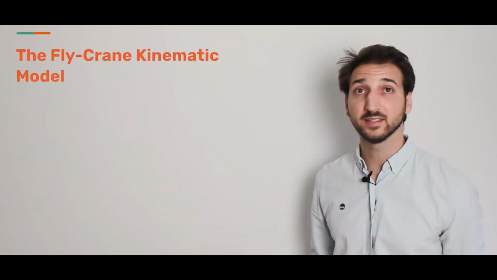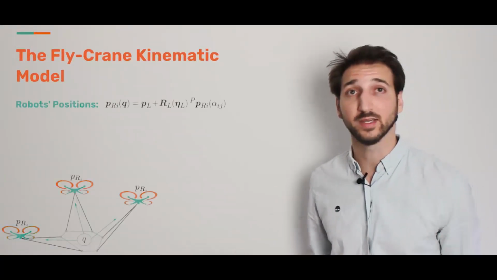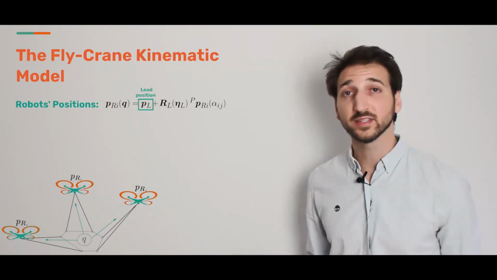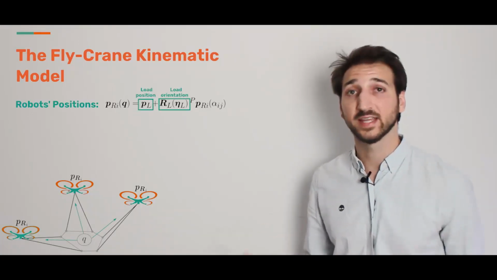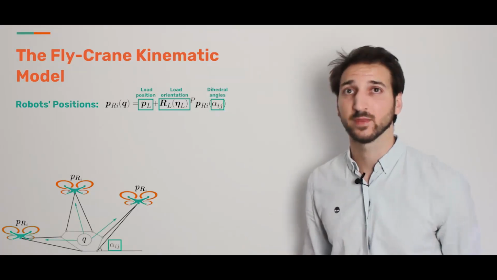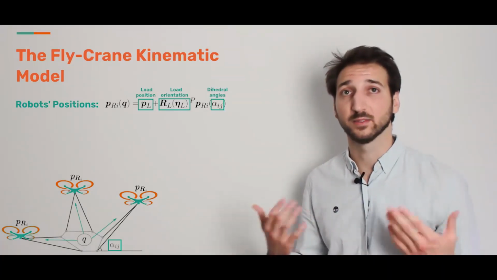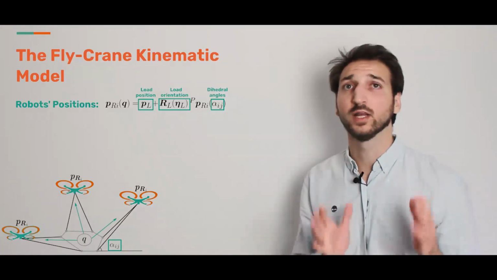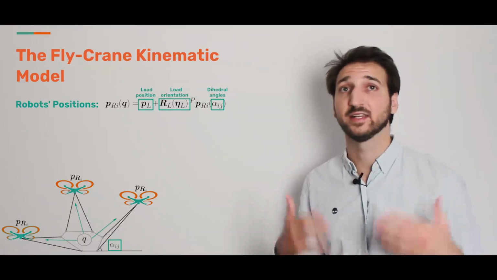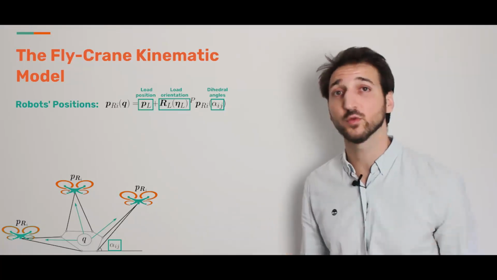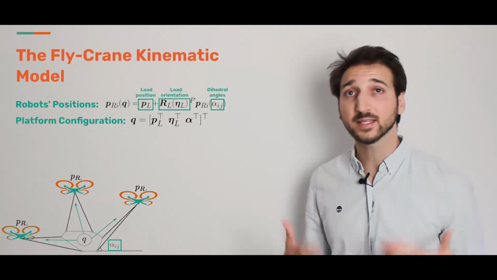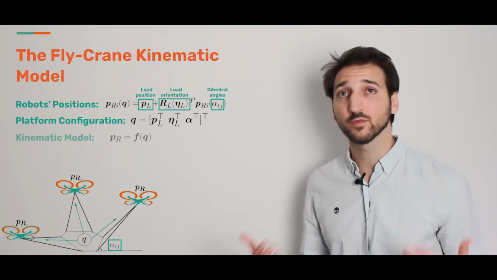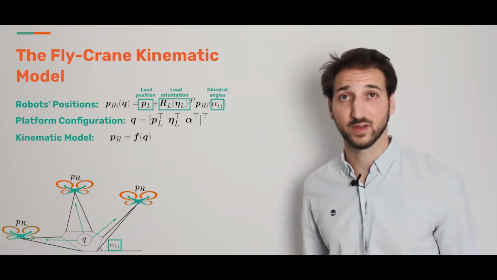Going to the mathematical details, the position of each robot PR rigidly depends on the load position PL, the load orientation RL, and the so-called dihedral angles alpha J. They are the angles created by the platform and the cables. From now on, let me call load position, load orientation, and dihedral angles the platform configuration Q. The kinematic model then relates the robot position PR and the platform configuration Q through the function F.